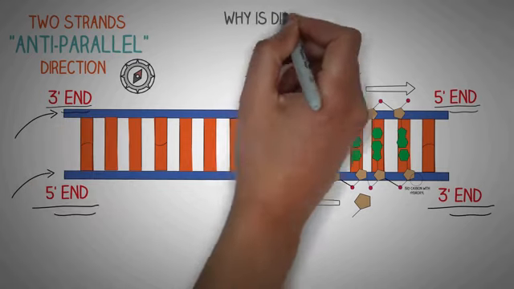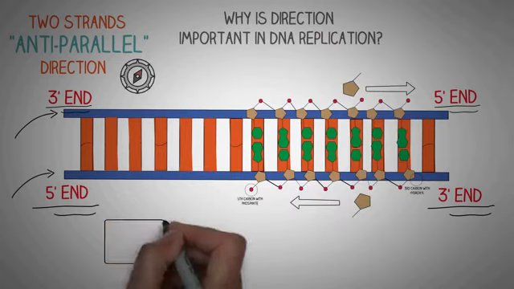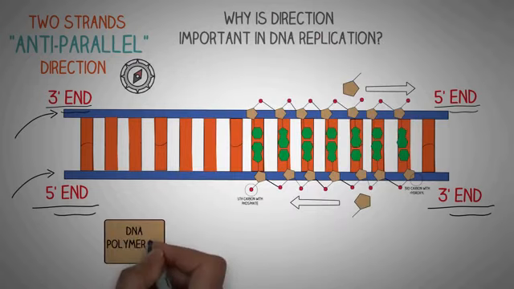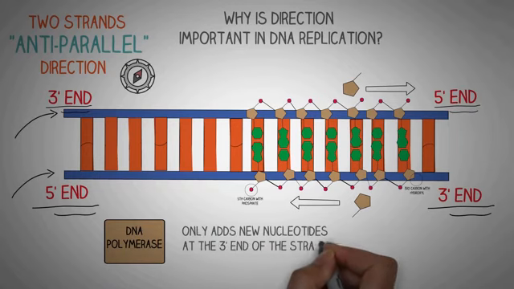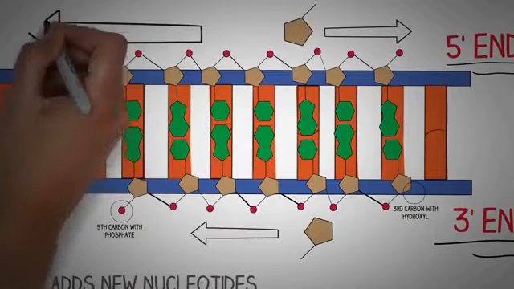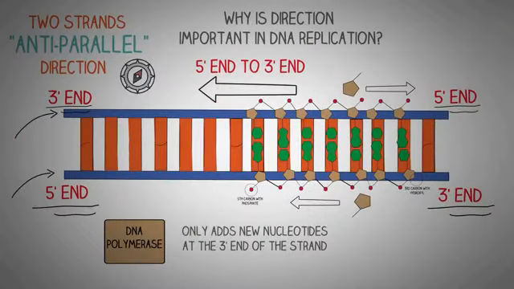Now the question arises, why is the concept of direction important in DNA replication? Well, this is because the main enzyme of the DNA replication, which is DNA polymerase, can only add new nucleotides at the 3' end of the DNA. This means that the process of DNA replication can only progress from the 5' end to the 3' end of the DNA. This is because the new nucleotides can only be added at the 3' end. Well, we will get into the details of the concept of direction in DNA replication later in this video.